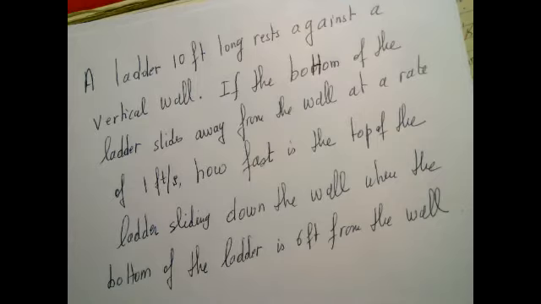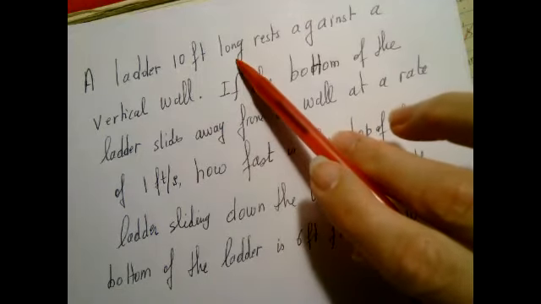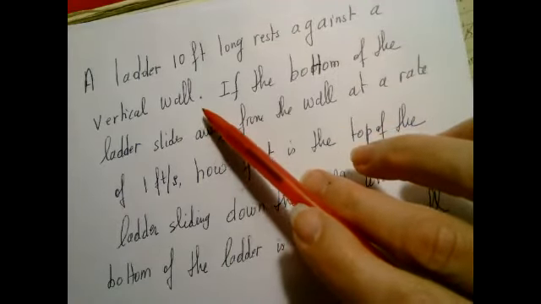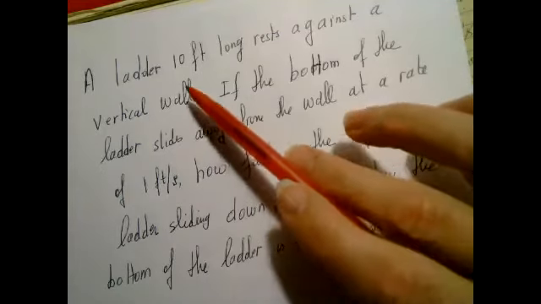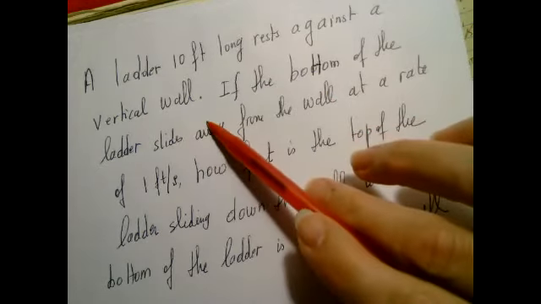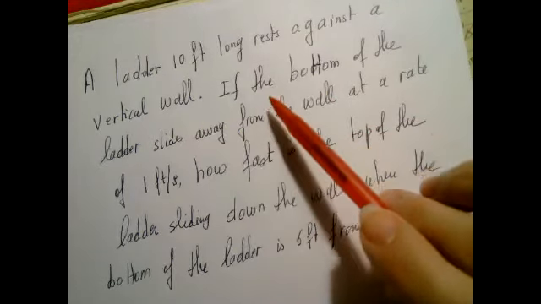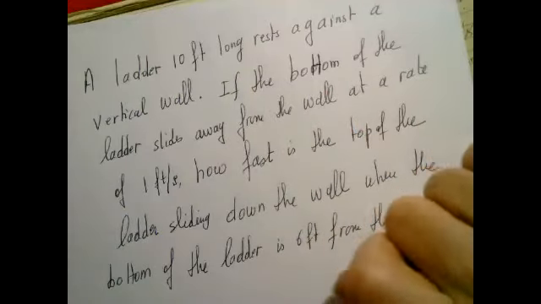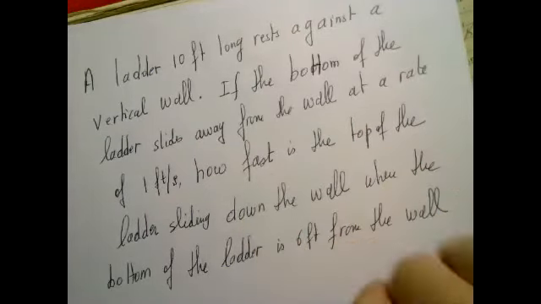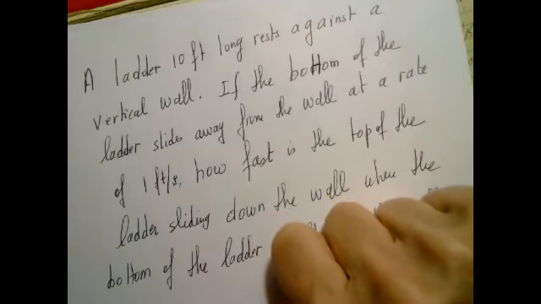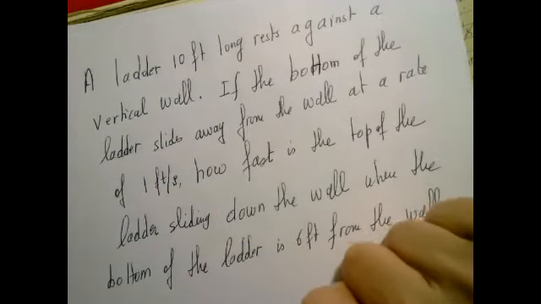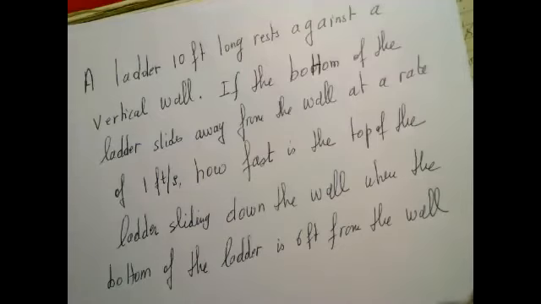So here we have a ladder. It's 10 feet long, and it rests against a vertical wall. So start slowly to build a picture in your head of what's going on. So we have a ladder. It's 10 feet long. It rests against a vertical wall. Now, somebody is pushing, so the bottom of the ladder slides away from the wall at the rate of 1 feet per second. So imagine somebody holding the bottom of the ladder and moving it at a rate of 1 feet per second. So every second, the person is moving the bottom of the ladder by 1 feet.